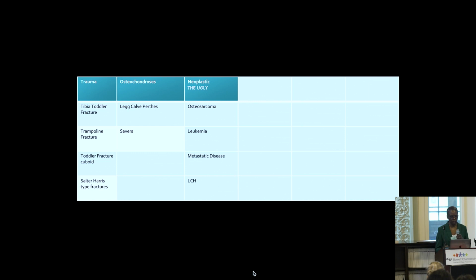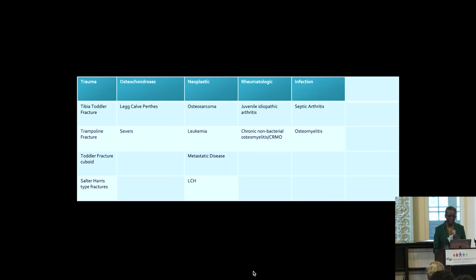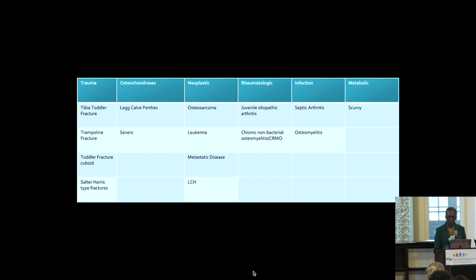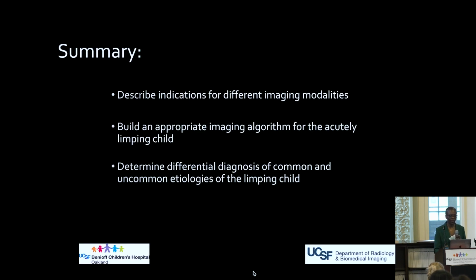The ugly to include tumors like osteosarcoma, leukemia, metastatic disease. Langerhans cell histiocytosis is also there. Rheumatologic conditions to include juvenile idiopathic arthritis and chronic non-bacterial osteitis. Infections, septic arthritis and the changing face of osteomyelitis, as well as the metabolic etiology to include scurvy. So in summary, we've described the indication for different imaging modalities and built an appropriate imaging algorithm for the acutely limping child, and also went through a differential diagnosis for common and uncommon etiologies of the limping child.